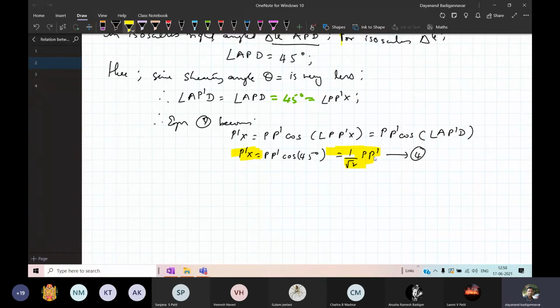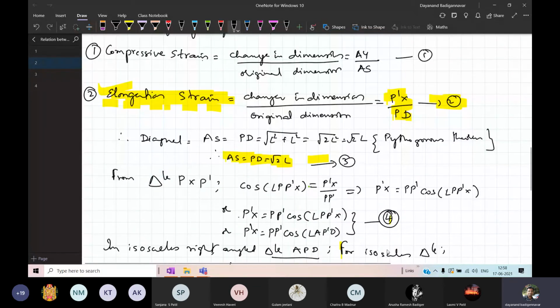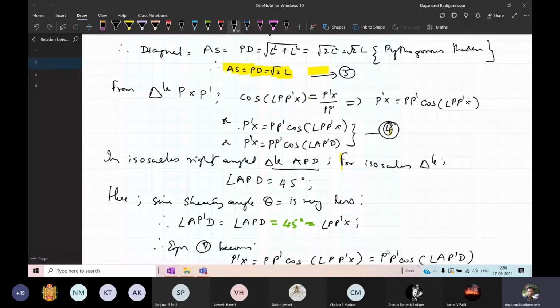Okay. Now, look at this equation number 2. I am interested in evaluation of the elongation strain. It is P dash X by PD. Therefore, you substitute these two equations in the equation number 2. So I will just rewrite this. This I will write as 3. This I will take as 4. And finally, this is the last one that I have. I will take it as 5.